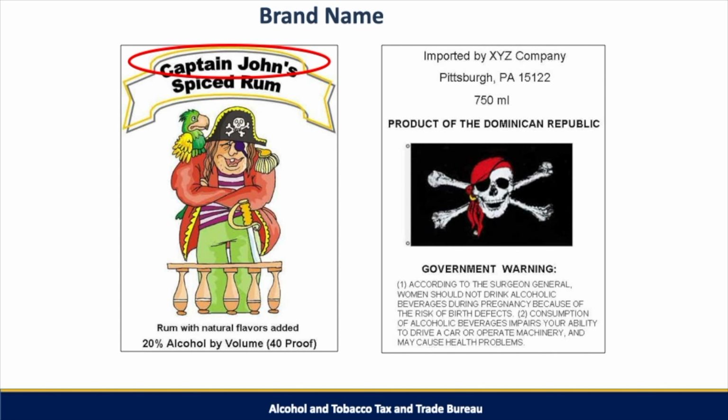The class and type designation standing alone may not be used as the brand name on the application. As an option, the name in the importer statement, XYZ Company, may be used as the brand name as long as the importer statement appears on the brand label. This also applies to the name in the bottler's statement for domestic distilled spirit products.